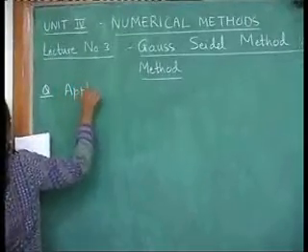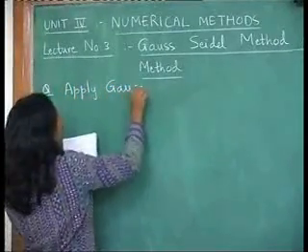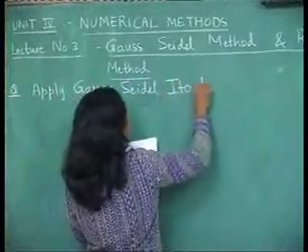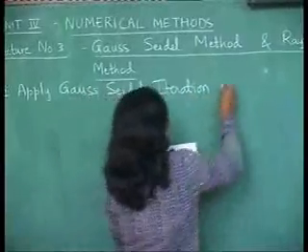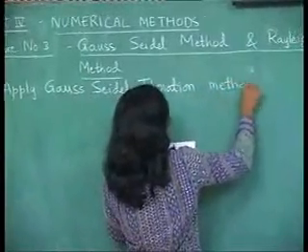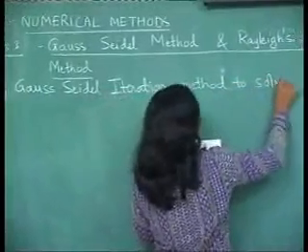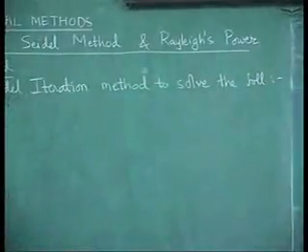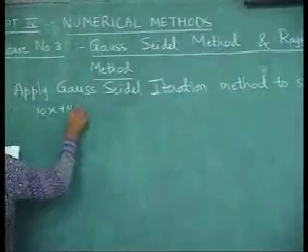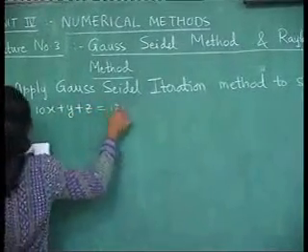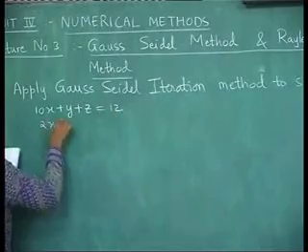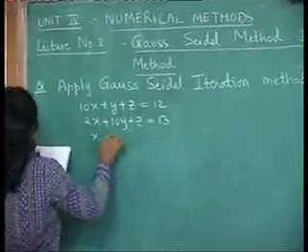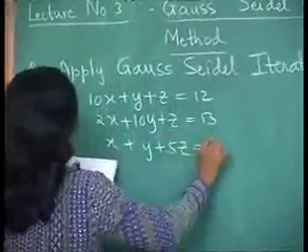Apply Gauss Seidel iteration method to solve the following system of equations: x plus 5y plus z equal to 12, 2x plus 10y plus z equal to 13, x plus 5y plus 5z equal to 7.